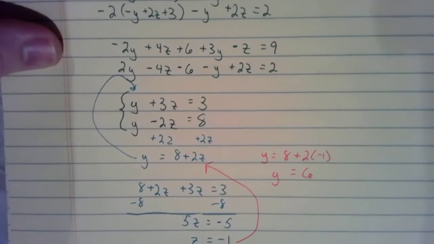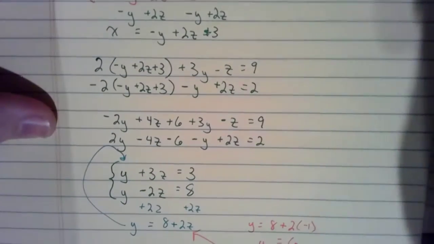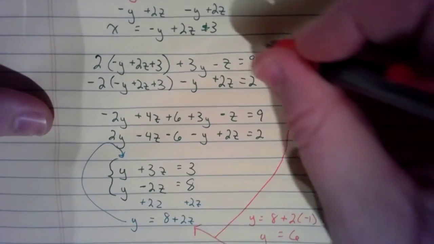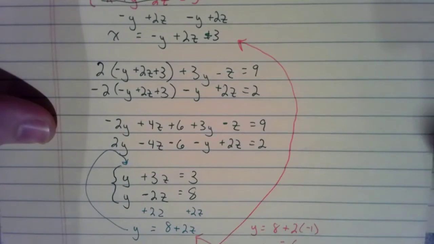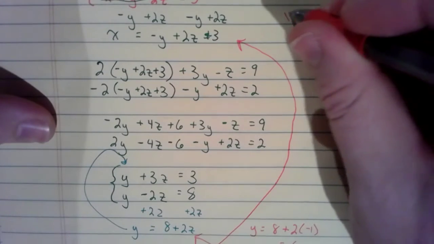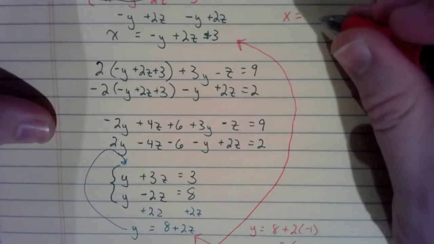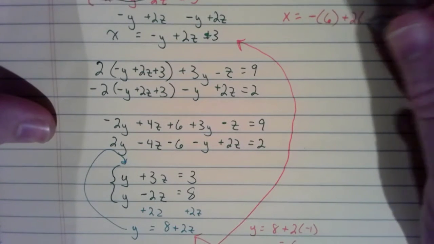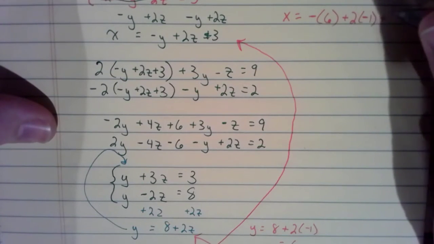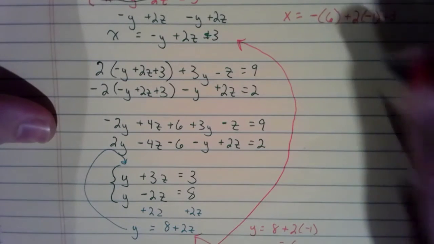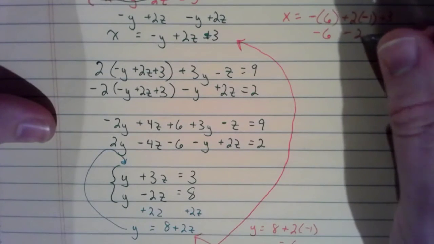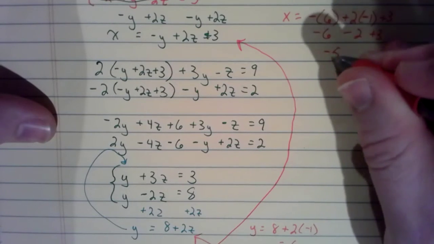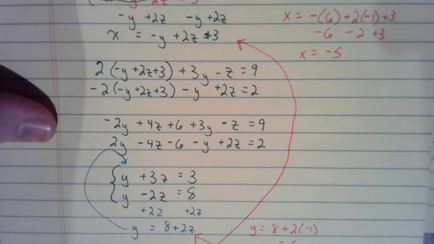Now I'm going to plug those both in to my equation up here, solve for x. So I'm going to plug in z and y into this equation up here, right? So I get x equals, right? And I've got negative y, which was 6, plus 2 times negative 1, which was z, plus 3. So I get negative 6 minus 2 plus 3. Negative 8 plus 3 is negative 5. So x equals negative 5.